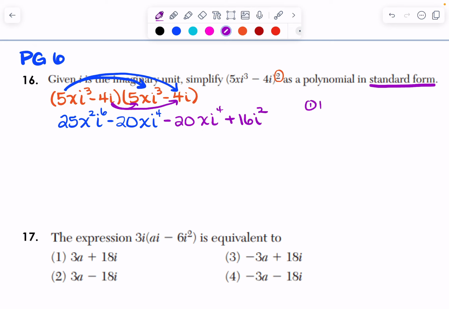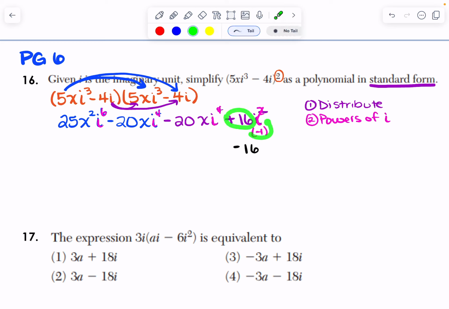So that's step 1 if we're talking about our lesson from today. Step 1 is to do our multiplication, our distribution. And then step 2 is to simplify any powers of i. Okay, so here I have a few. I have i to the 6th, i to the 4th, i to the 4th, and i squared. Now I'm going to start with the one that we should know. i squared is negative 1. So this term at the end is going to become a negative 16, because 16 times negative 1 is negative 16.